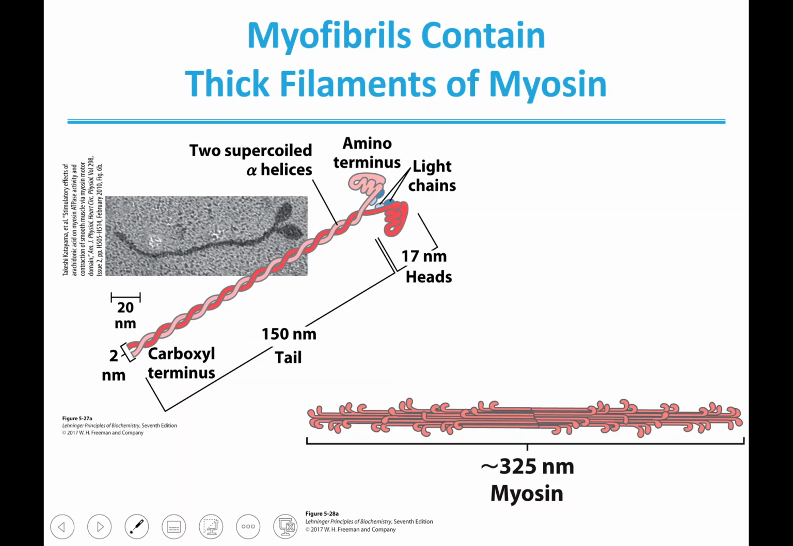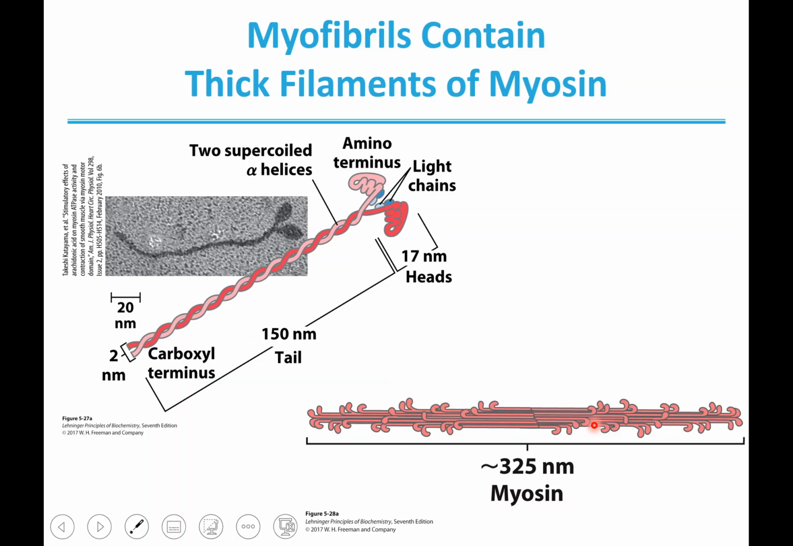The heavy chains of myosin are shown here in red, and there are other light chain proteins, shown here in blue, that attach to the globular part. The head groups are 17 nanometers, and the tail is about 150 nanometers, just to give you an idea of the scale.